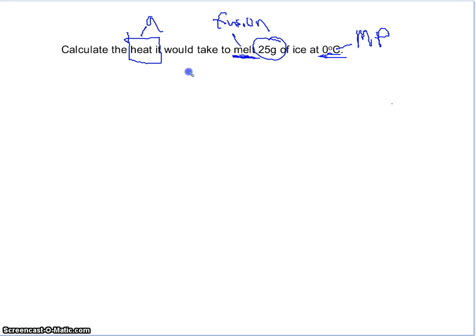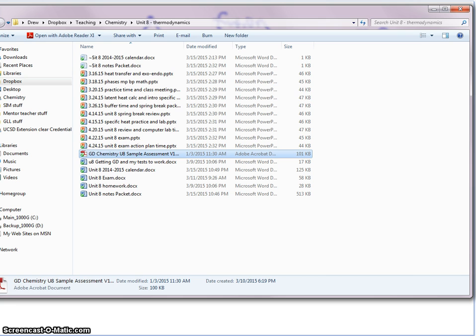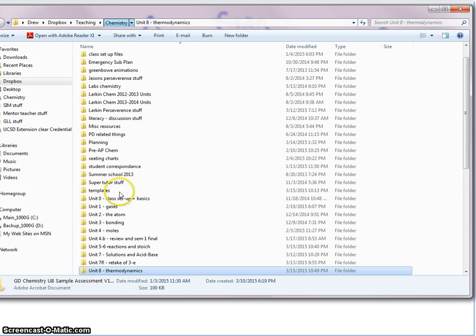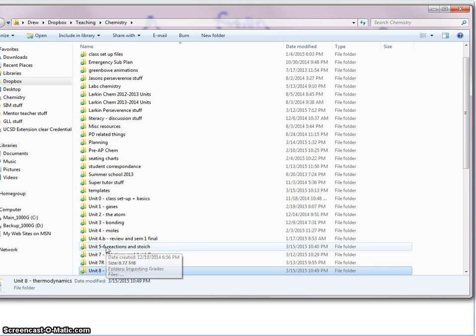So I'm going to use the equation Q equals M delta H. I know the M. I'm looking for Q. I need to know my delta H, delta H fusion for ice. So this is where you go to your periodic table, which you've got a bunch of them.